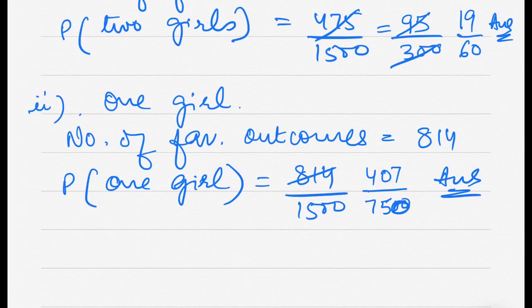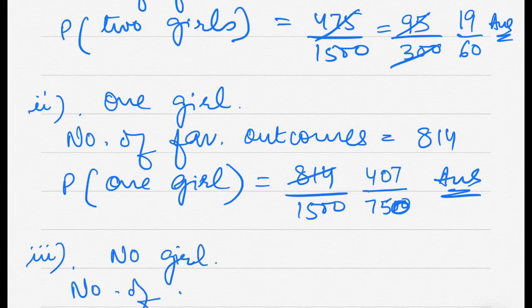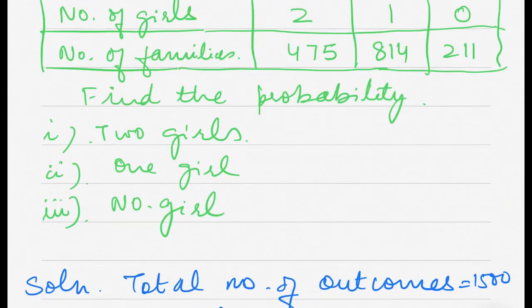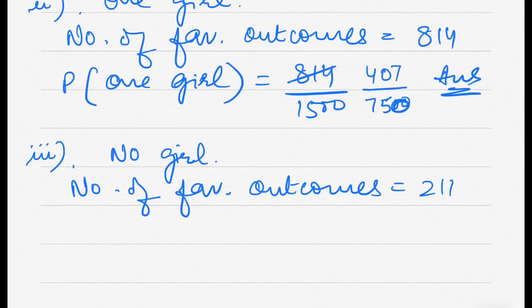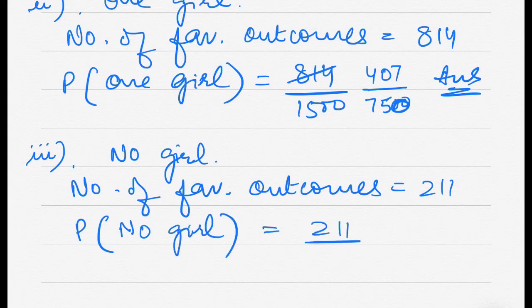Okay, now let's move to the third part. The third part says no girl here. So the number of favorable outcomes, the families which do not have a girl, is equal to 211 in the table. So my probability of the families which have no girl will be equal to 211 by 1500. So I can write this as my answer.